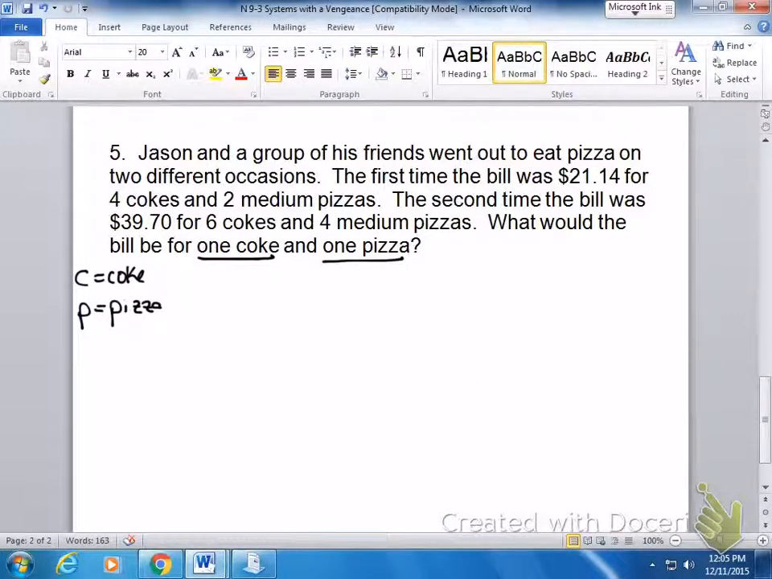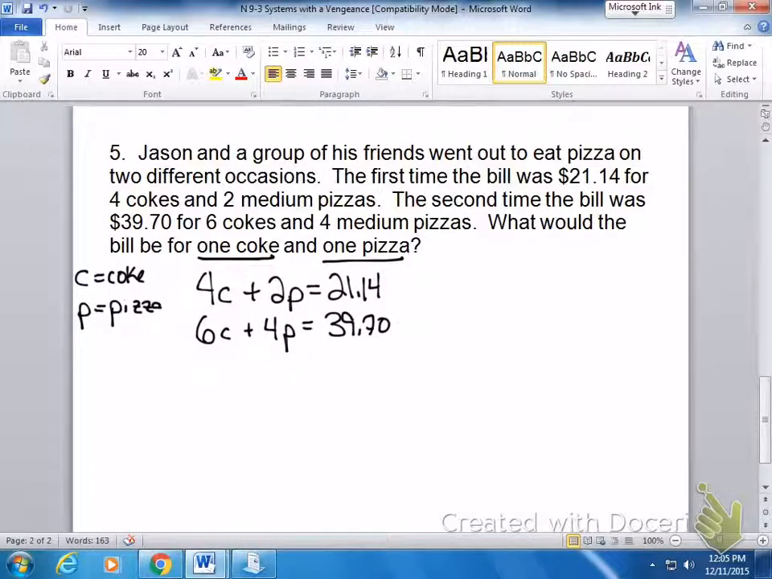And now I'm just going to read through these and set up my equations. It says the first time the bill was $21.14 for 4 Cokes, so 4 times C, plus 2 pizzas, 2 times P, and it equaled $21.14. The second sentence says he got 6 Cokes and 4 pizzas, so 6 C, plus 4 P, and that time they spent $39.70. Now we have our system of equations and we can solve it.